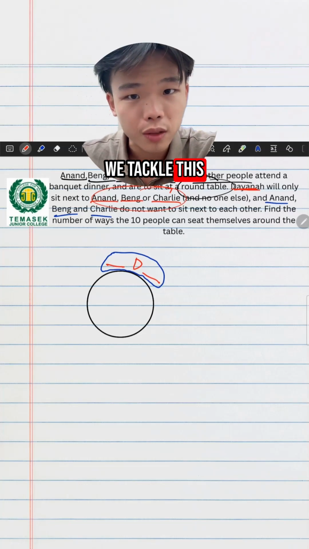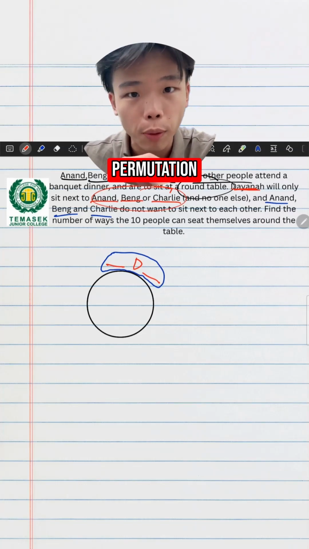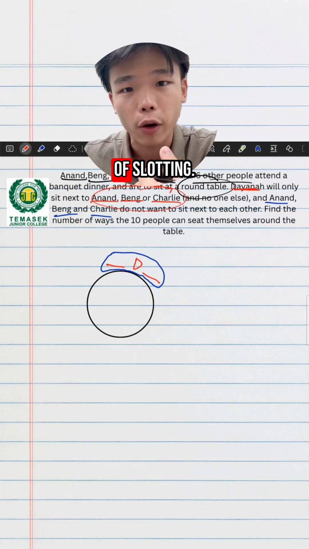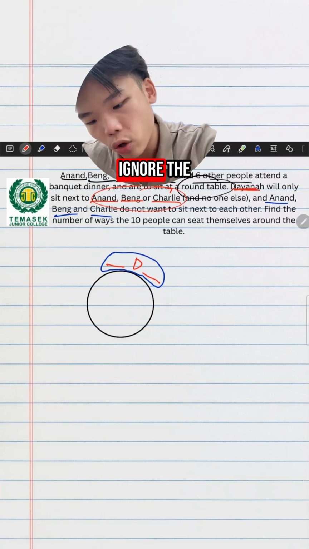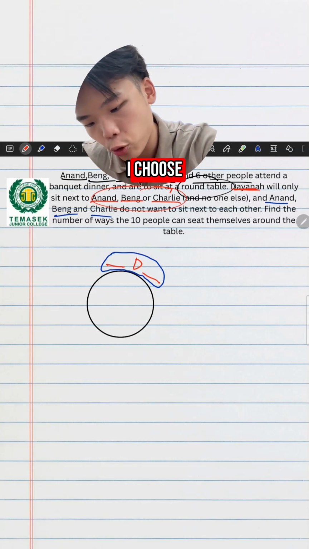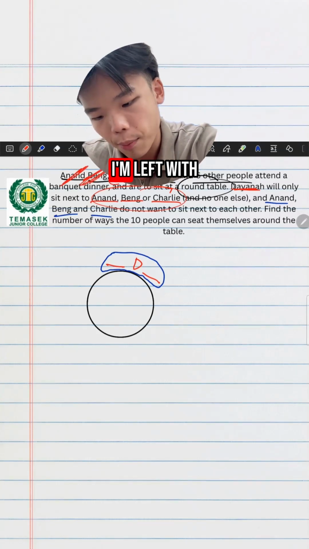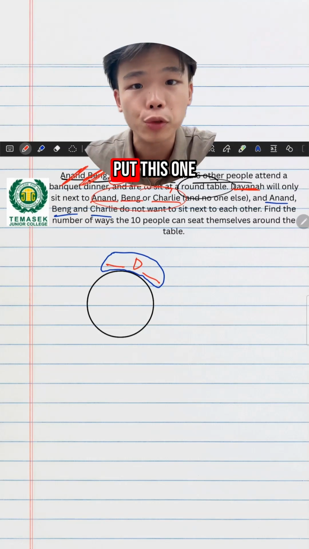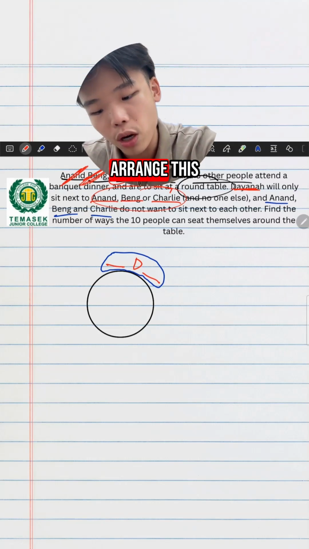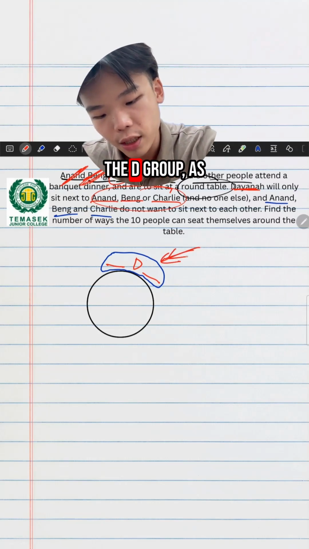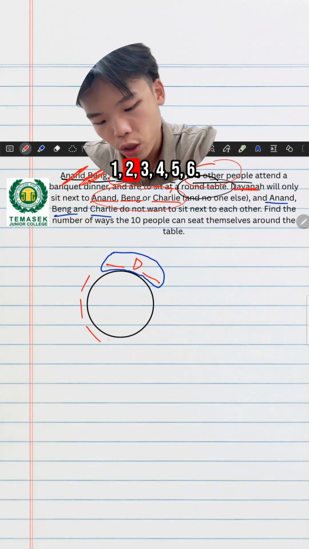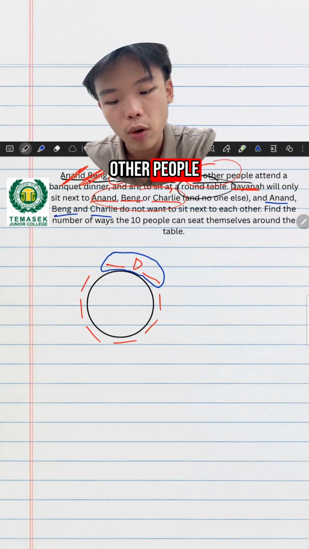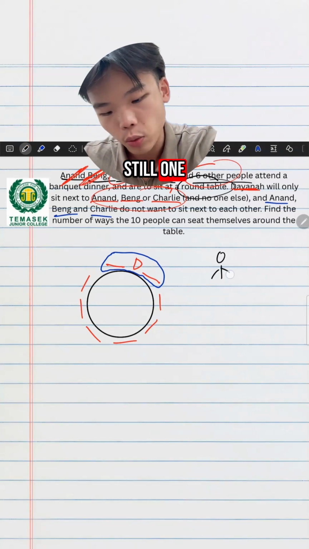The way that we tackle this will be to first use the idea of circular permutations, followed by the concept of slotting. So I'm going to show you how. So in my mind, I'm going to ignore the third person first, right? So let's say I choose 2 people, I'm left with 1 person. I will just temporarily put this 1 person aside first. And then I will arrange this group, right? The D group, as well as the 6 other people. So the 6 other people will form 1, 2, 3, 4, 5, 6, right? So I will arrange the 6 other people plus this group first, right? And I know there's still 1 more person here left.